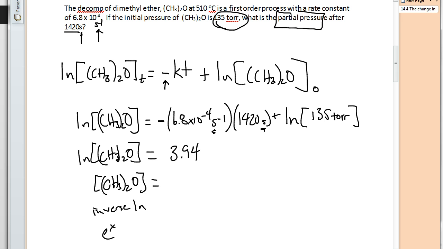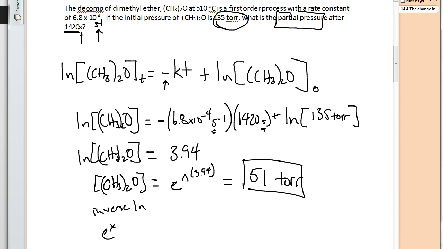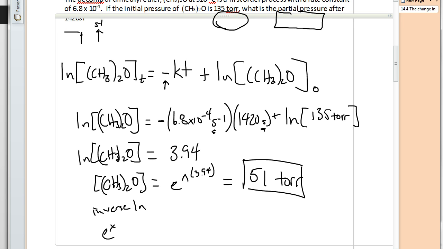Always nice to have a bell in one of these videos. And so that's going to be e raised to the 3.94, because I'm going to plug that right in, and when I take the inverse, this gives me 51, and the answer is going to be in torr. And so that's our answer there. After 1,420 seconds, the partial pressure has decomposed down to only 51 torr. So that's one of the ways we can use the integrated rate law.